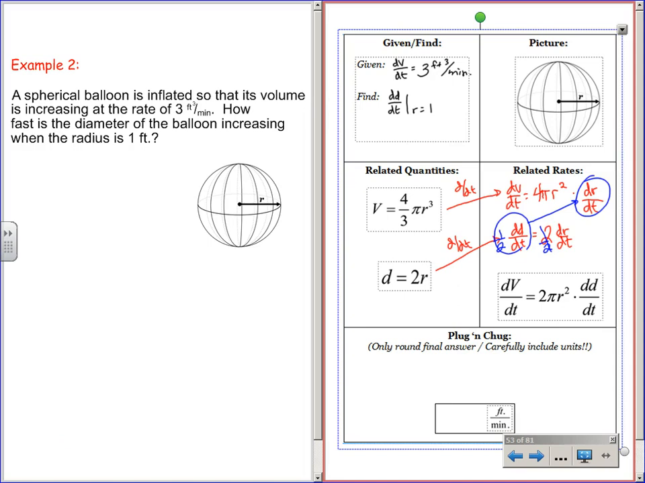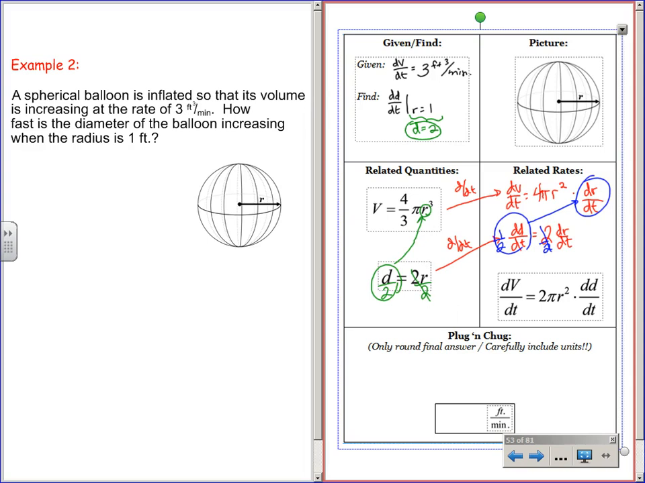Now, there was another way to do the problem. The other way was to think ahead and say, dV/dt's and dr/dt's, that doesn't work so well. You could have actually gotten rid of the r before the derivative, doing a substitution before the derivative. The only problem then is you would have had a dV/dt, a dD/dt, but then you would have had a D. And you're like, oh, well, what's a D? You would have had to come up here and say, if r is 1, D is 2. You would have had to make a jump there.